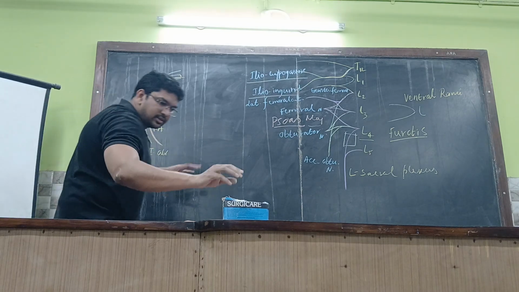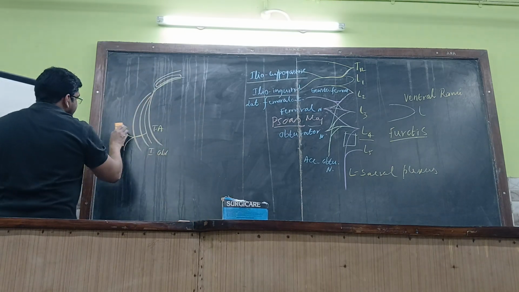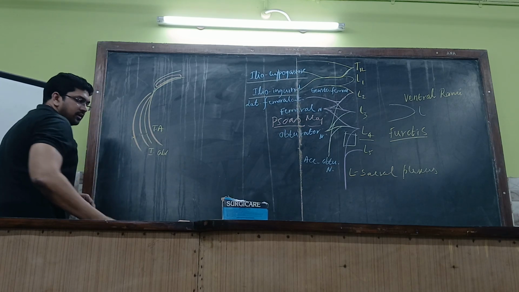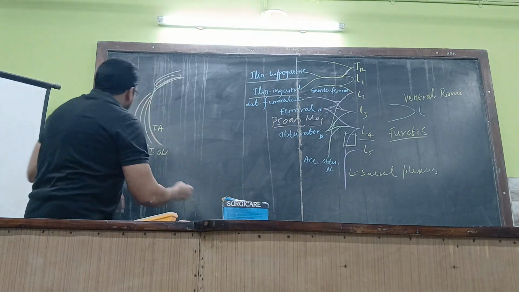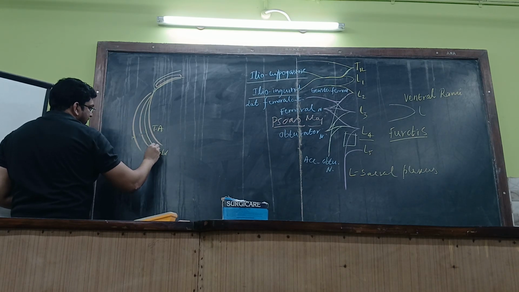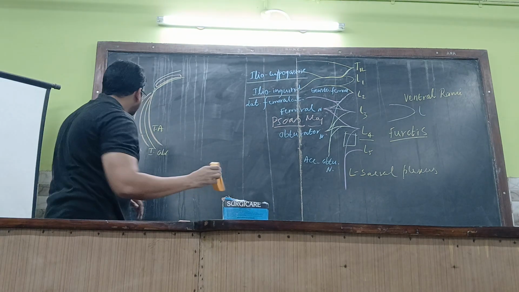Sorry. Not this one. This is the iliohypogastric nerve. So the iliohypogastric nerve, whenever it is reaching the iliac crest over here, will be divided into which branches, any idea?